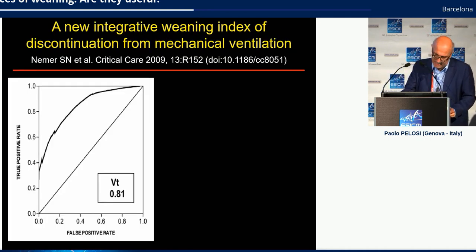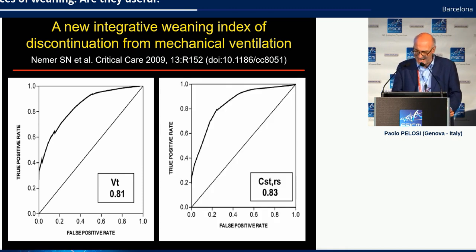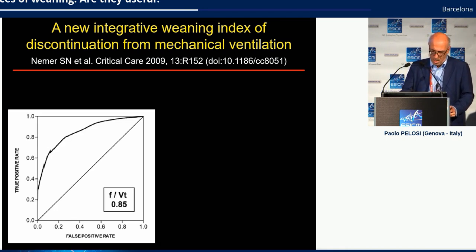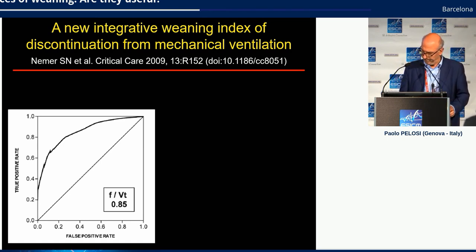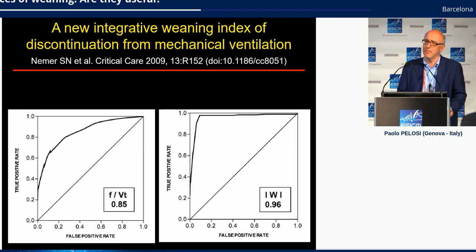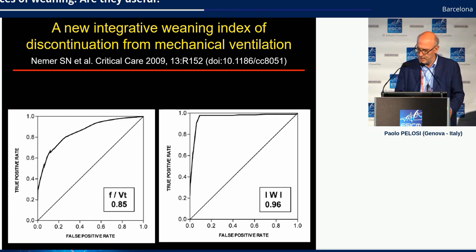There are not many studies, but this is a comparison with tidal volume, compliance alone, and rapid shallow breathing, all with an AUC around 0.8 in this study, while this index showed, at least in this particular study, a very good AUC curve. Of course, this has to be reproduced in other studies.